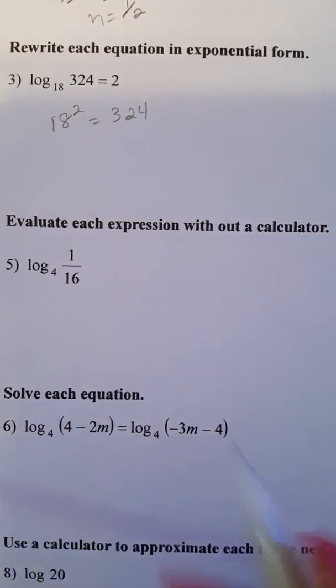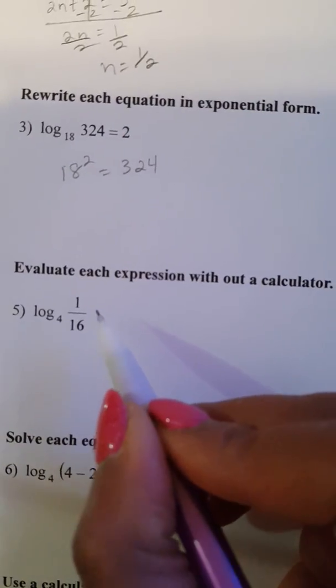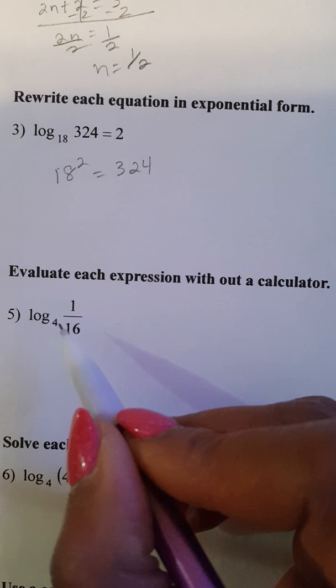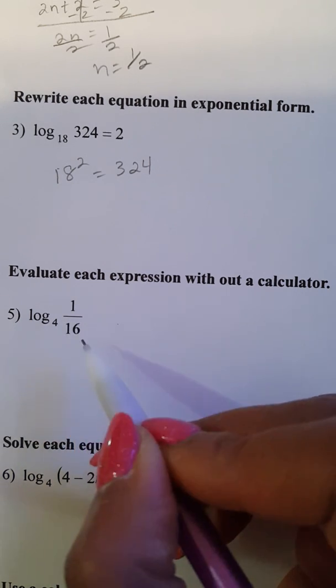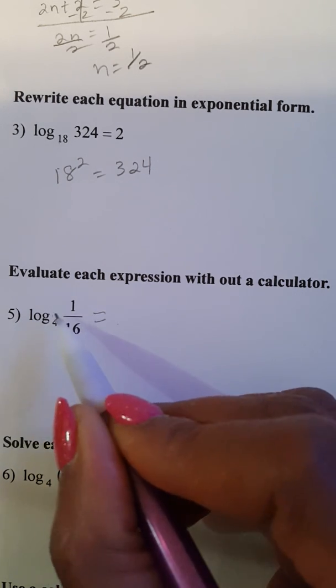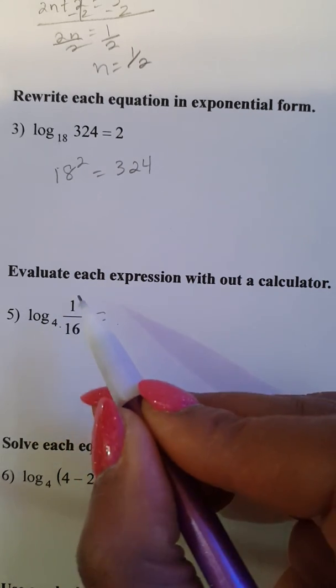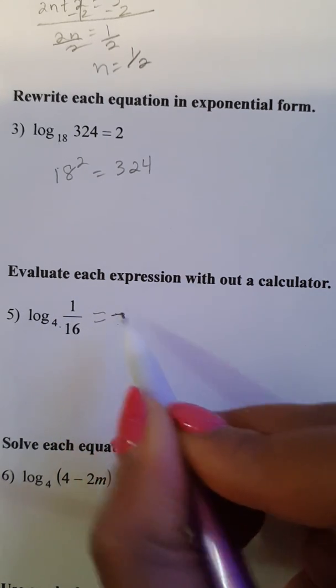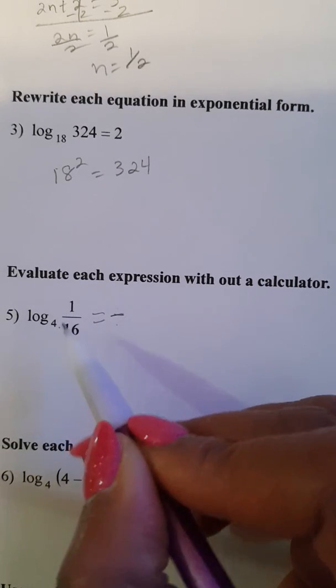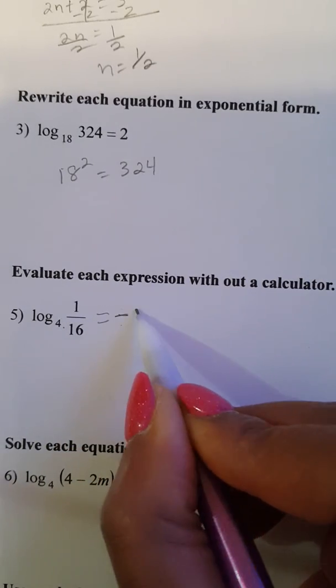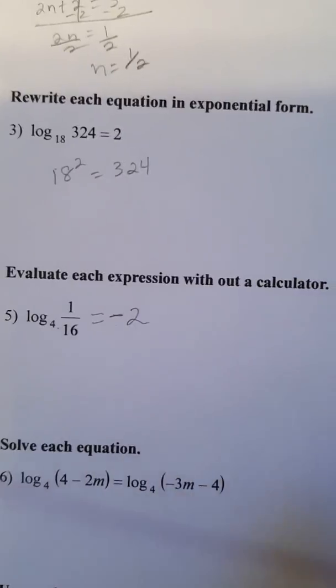Next is to evaluate, and you shouldn't use a calculator. Think about it in your head. Log base 4 of 1 over 16 is asking what power would you raise 4 to give you 1 over 16. Since it's a fraction, we know that number is going to be a negative. What would you raise 4 to get 16? 2. So your answer is negative 2.